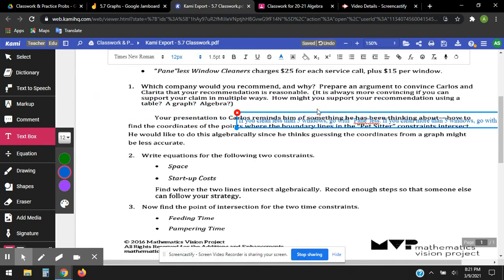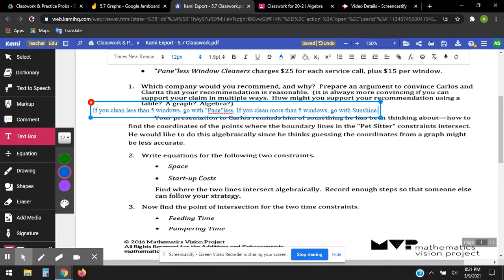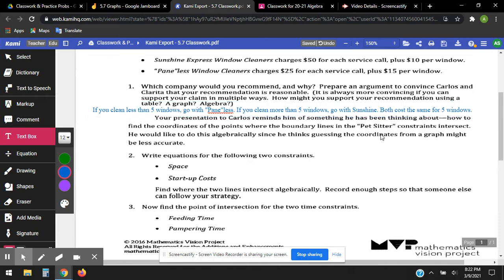Oh, try it again. Okay, going back to the end. Both cost the same for 5 windows. Okay, so that's the advice we're going to give.